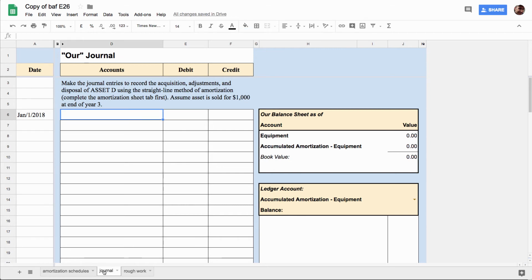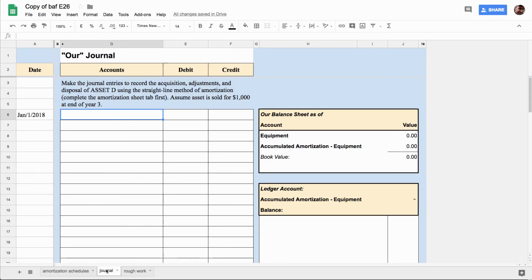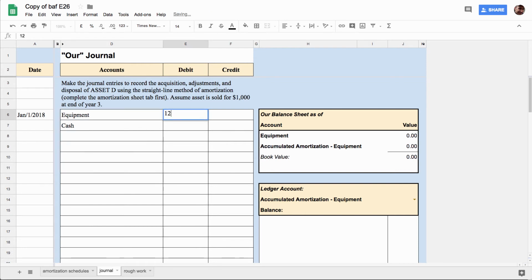This is asset D on this schedule, right? So we're going to buy this asset. So it's $12,400 and we'll ignore sales taxes. So we're going to buy equipment. It's going to be $12,400, and we're going to credit cash $12,400.